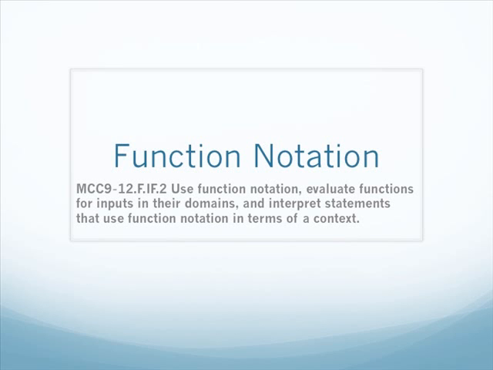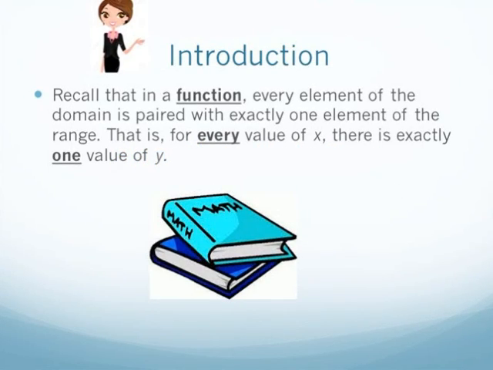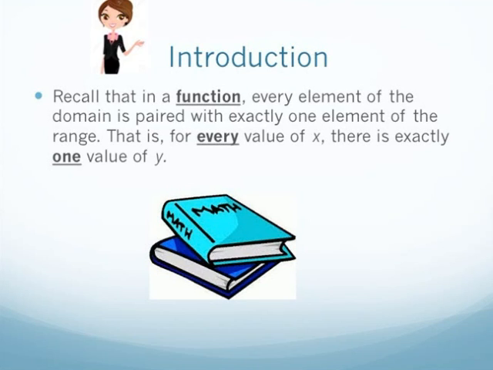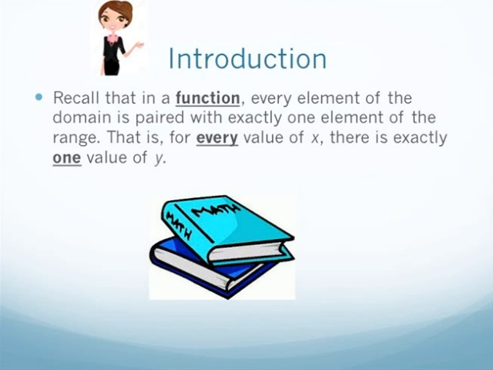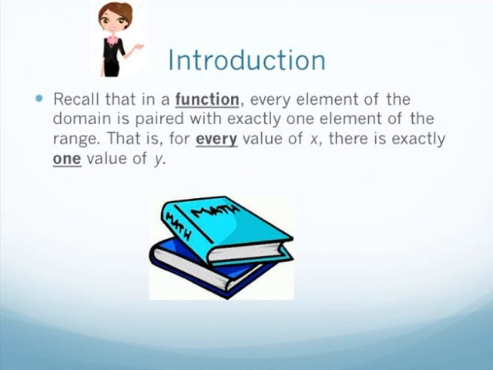Function notation. Recall that in a function every element of the domain is paired with exactly one element of the range. That is, for every value of x there is exactly one y value.